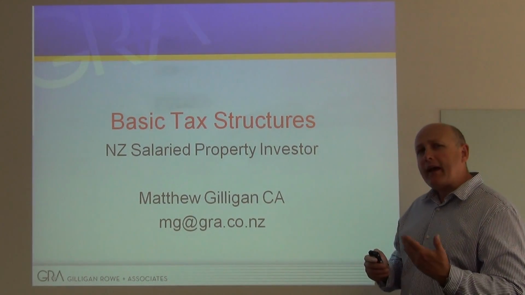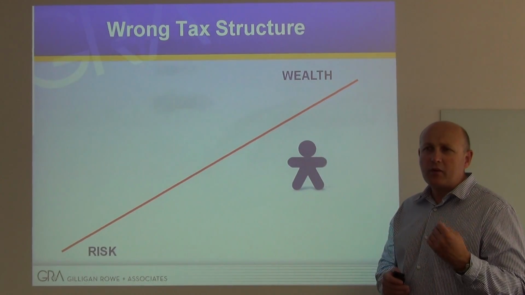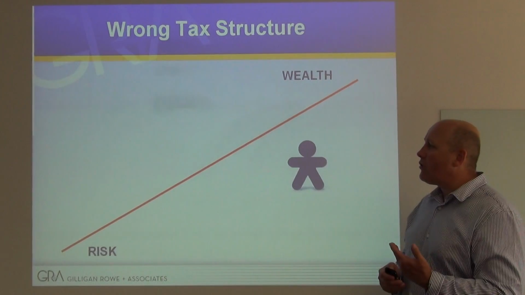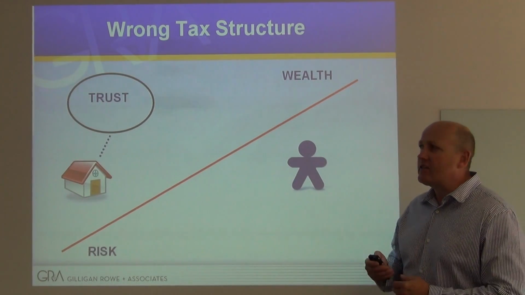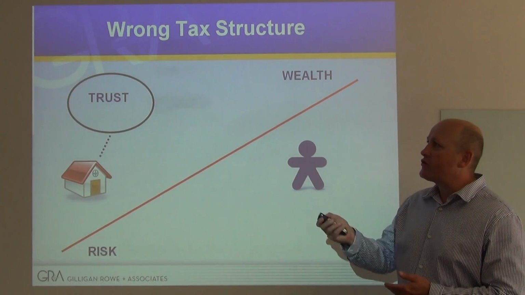So let's have a look at what I would say is a poor structure first. I think sometimes we need to look at the negatives before the positives. What I would call a wrong tax structure would be where sometimes your lawyer or your accountant elects to put everything into a trust. Here the rental portfolio has gone into a trust.